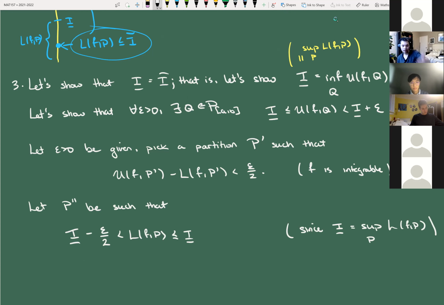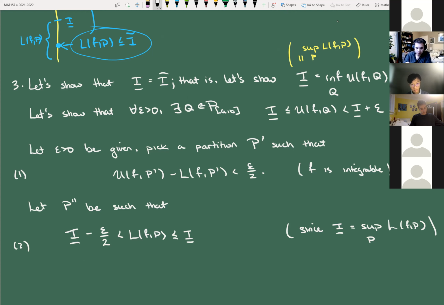And this is since I bar is equal to the supremum of the lower sums. Okay, so the first equation here is the definition of integrability. Maybe let me give it a name. I'm going to call it 1. The second equation here is the definition of the lower integral, right? It is the supremum of the lower sums, which means if you give me an epsilon and I go a little bit to the left, I can find a lower sum which satisfies this identity.